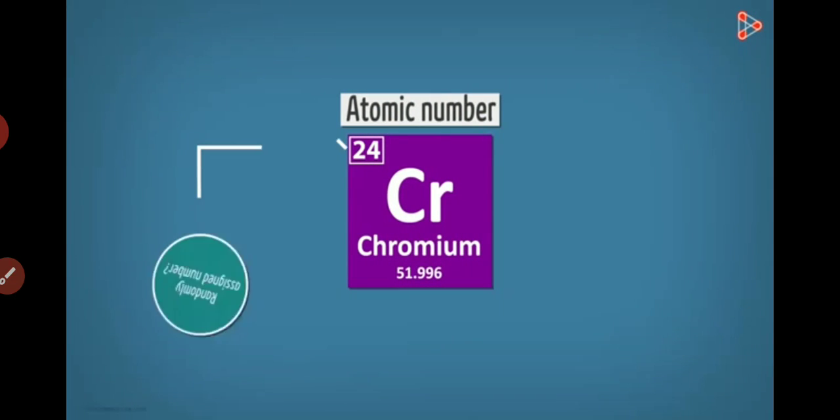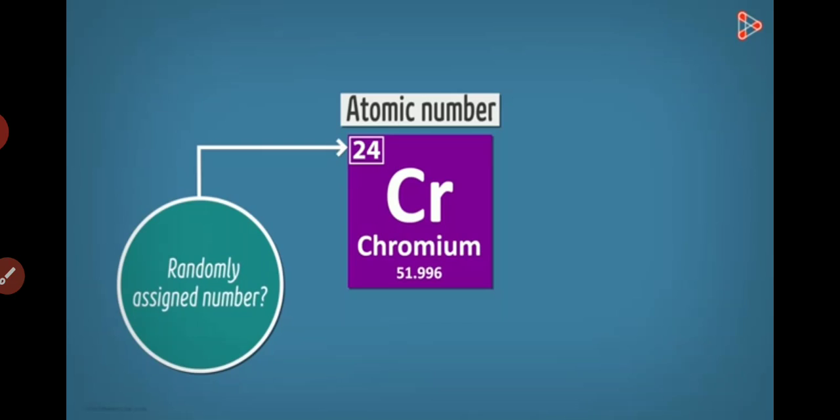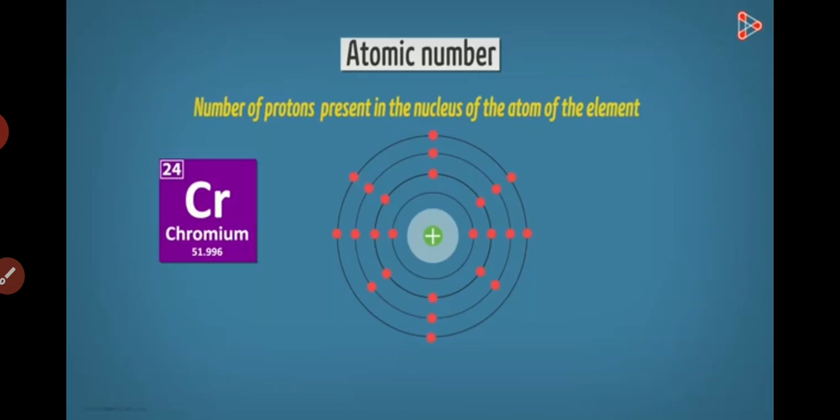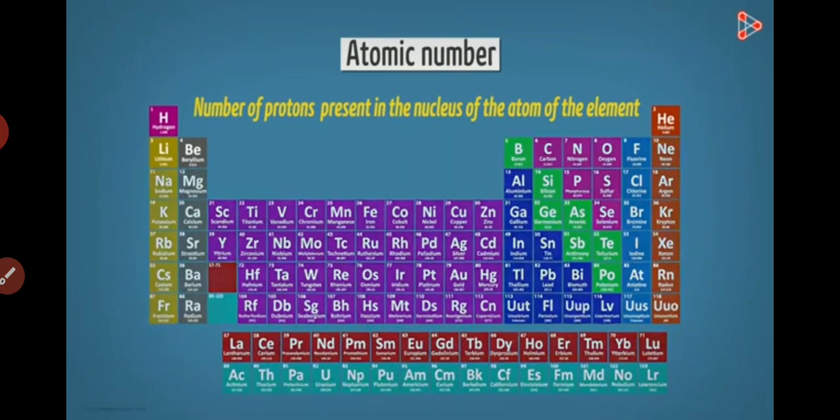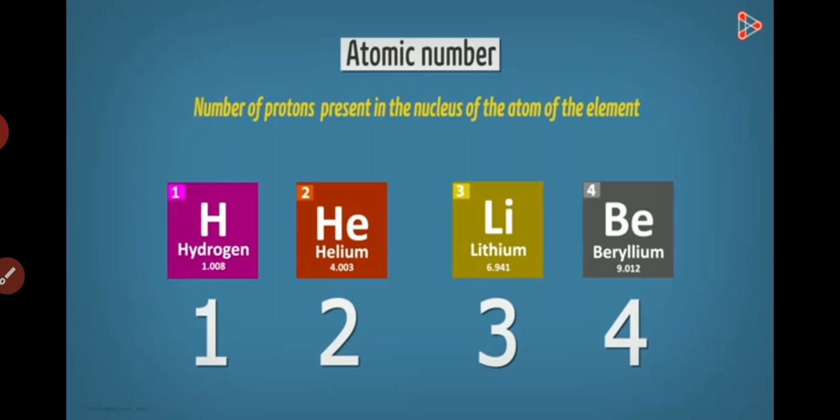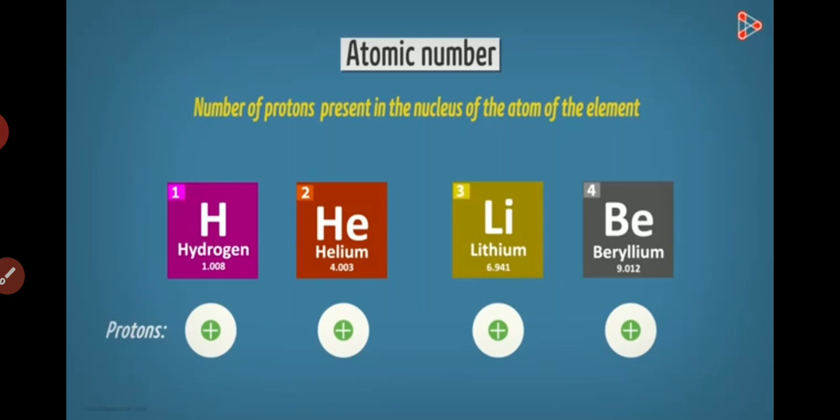Isn't atomic number a randomly assigned number to the atom by us? Actually not. The atomic number of any element is never a randomly assigned number. It is basically the number of protons present in the nucleus of the atom of that element. For instance, let us consider the first four elements in the table. So we get atomic numbers of hydrogen as 1, helium as 2, lithium as 3, and beryllium as 4. So why are these elements assigned these particular atomic numbers only? Can we change these numbers ever? No, we can't.